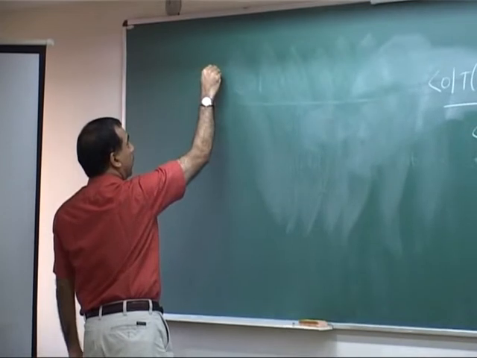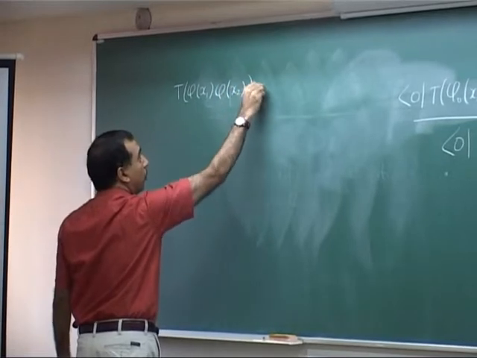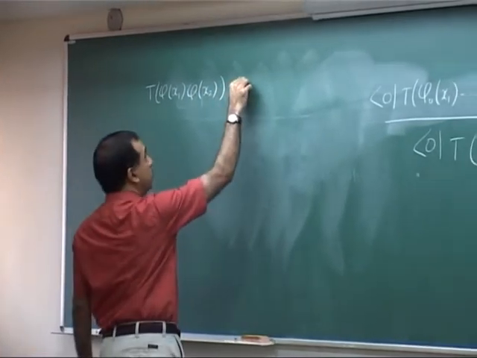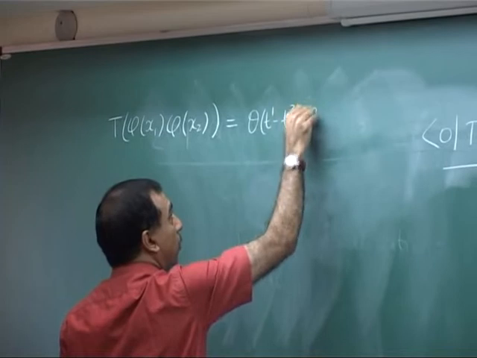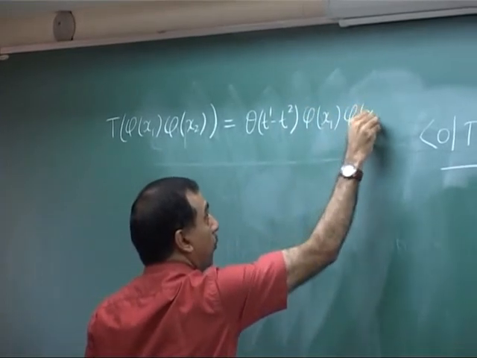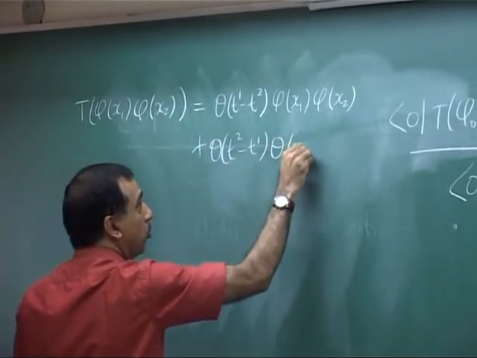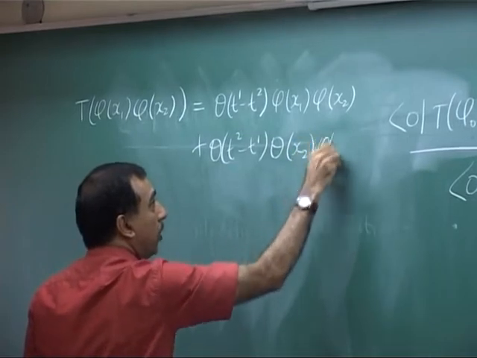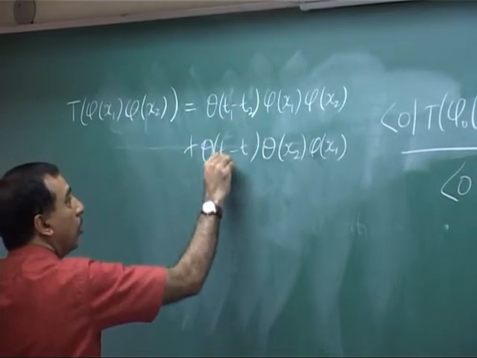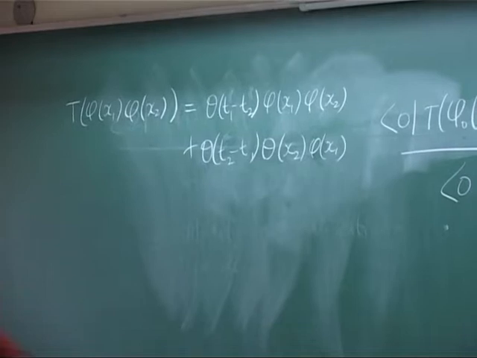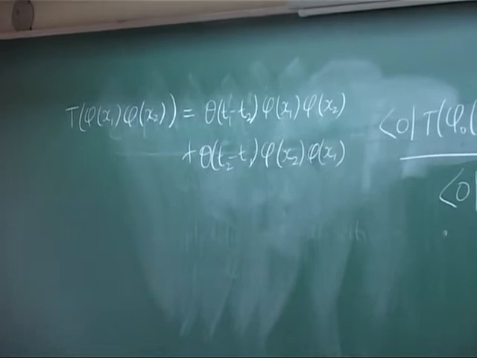So we have the following fact: T phi of x1 phi of x2 is equal to, first let's use the definition, theta of t1 minus t2, then it is phi of x1 phi of x2, plus theta of t2 minus t1, phi at x2, phi at x1. Sorry, too many Greek letters. Okay. So far so good. This is the definition.